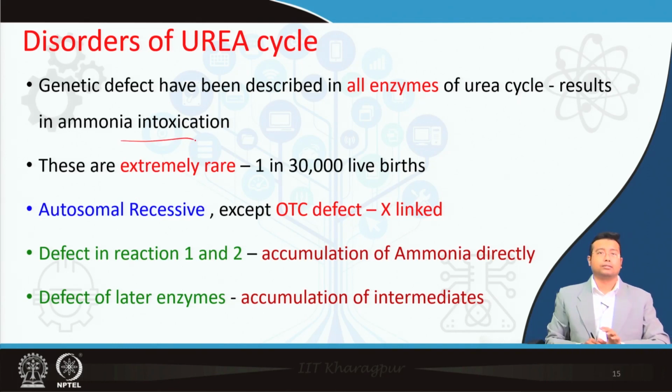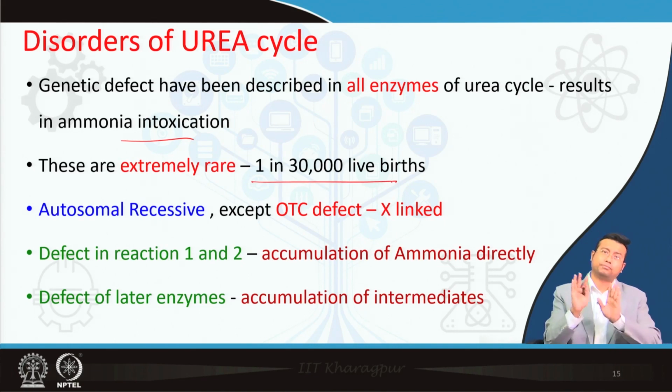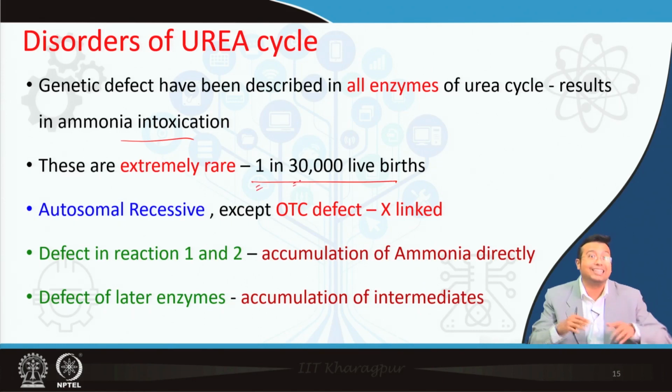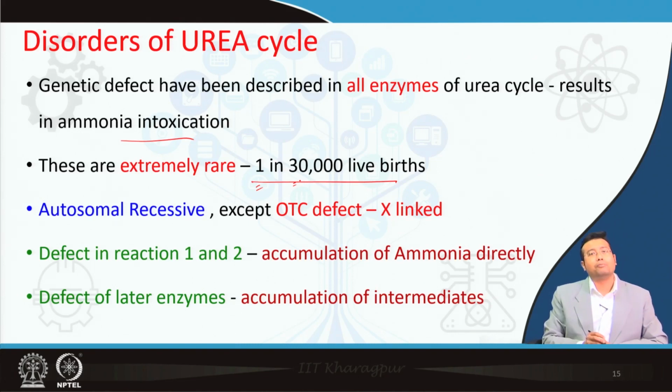Ultimately they result in ammonia intoxication. Although the diseases of the urea cycle are rare, that is 1 in 30,000 live births, cases are still often found, because in countries like India where the population is in billions, this 1 in 30,000 number does not remain 1 in 30,000. It increases whenever we are talking about a tertiary care center, especially the newborn clinic, right.